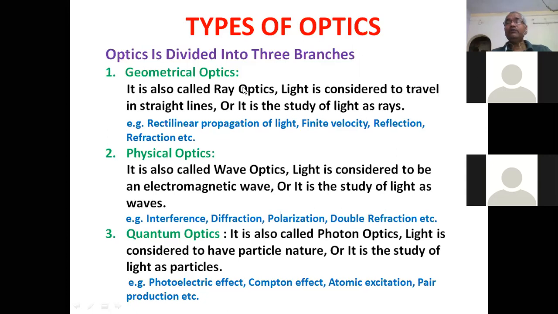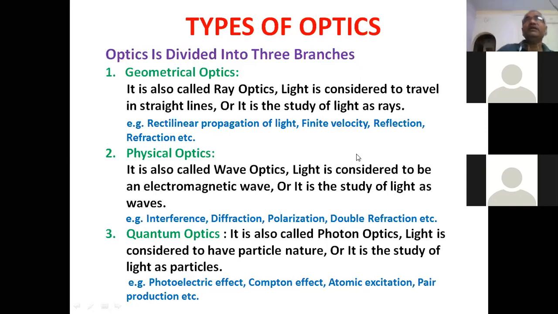Again, we are familiar with physical optics. In the 12th standard, we have studied the wave nature of light. So when we consider light as a wave, that study belongs to physical optics. It is also called wave optics, because here the wave characteristics of light are considered. In physical optics, or wave optics, light is considered to be an electromagnetic wave, or it is the study of light as waves.